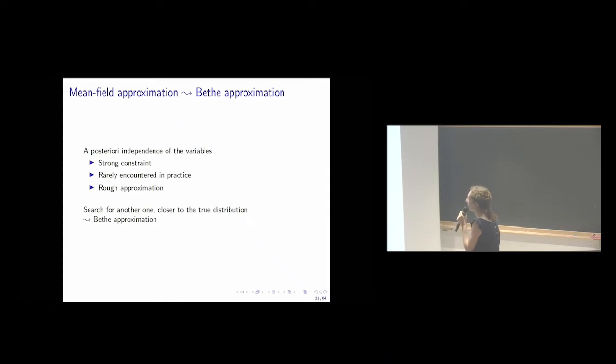So the mean field approximation is quite sympathetic, actually. It offers a nice and simple framework to implement an approximation of the posterior distribution, but it relies on a very strong constraint, namely the posterior independence of the variables. And in practice, this is rarely encountered. So we may search for another approximation which is closer to the true distribution, and this is the goal of the Bethe approximation.